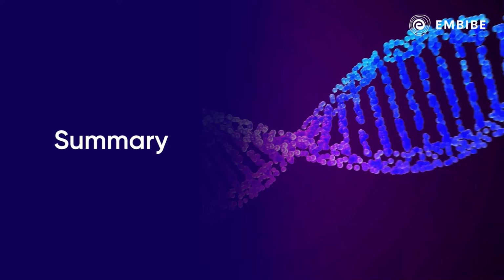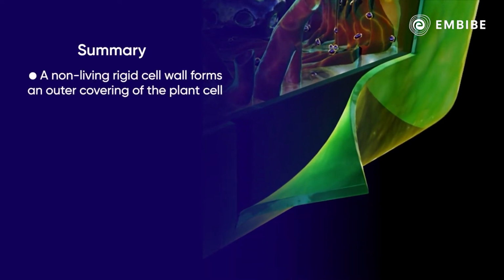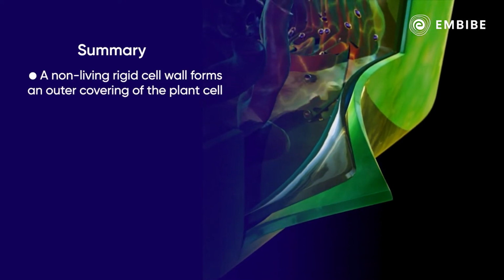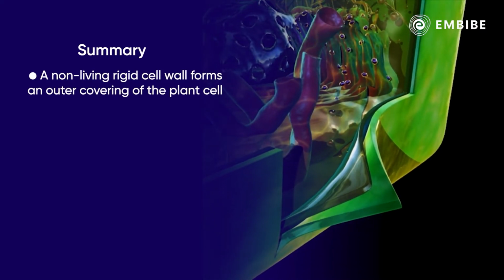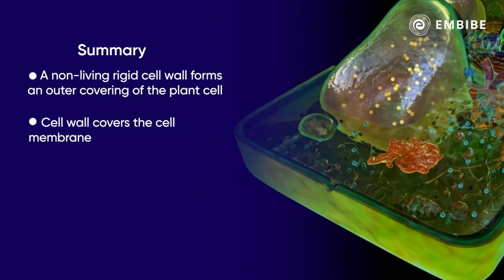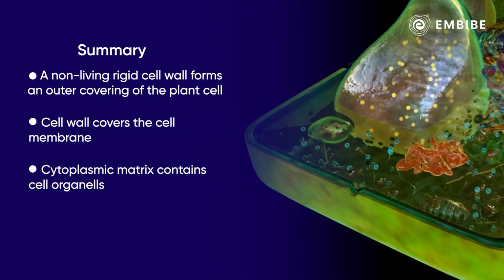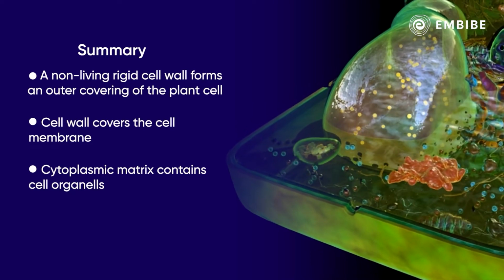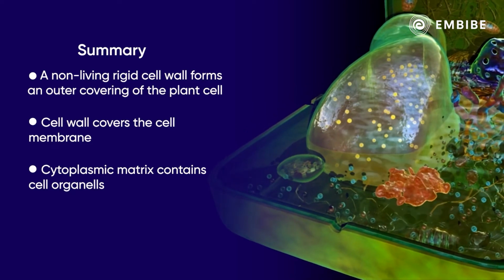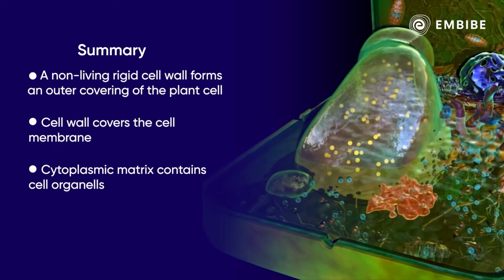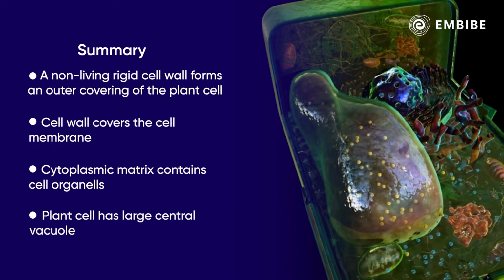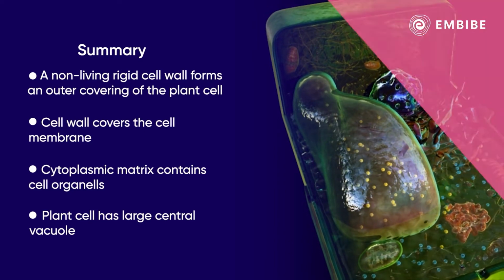To summarize, we can see that a plant cell is made up of a rigid cell wall. Below it is a cell membrane, and the cytoplasmic matrix is present, which contains cell organelles like the nucleus, mitochondria, Golgi body, chloroplast, etc. A large central vacuole is also seen in the cytoplasm.